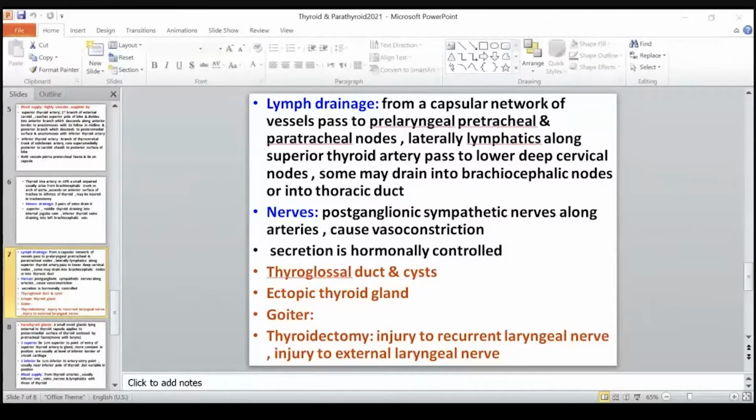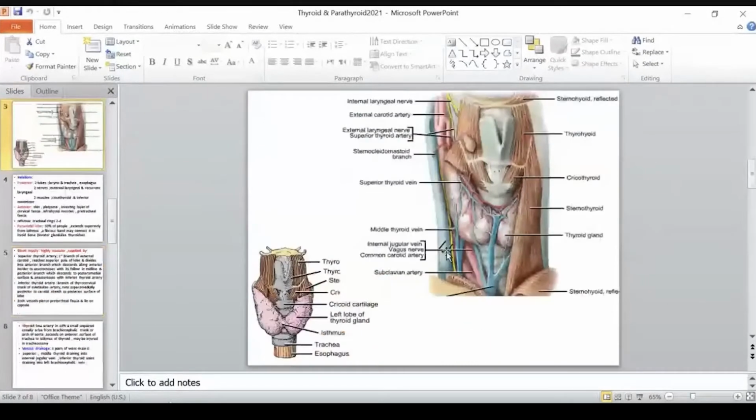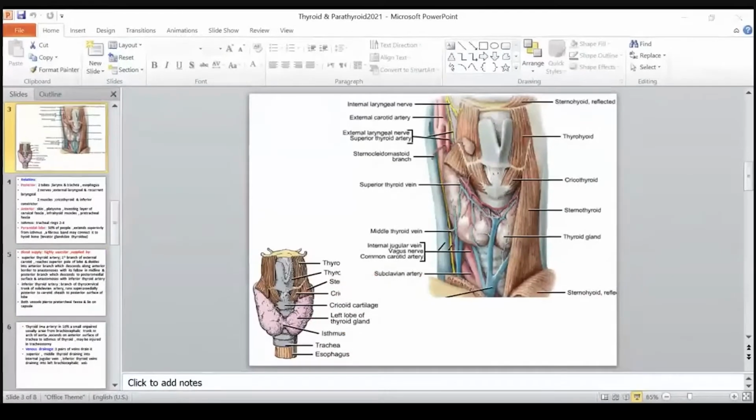Sometimes when ligating the, I will go back to the picture. Is it now the picture with you? Is it the picture of the thyroid? Yes, A slide with picture.